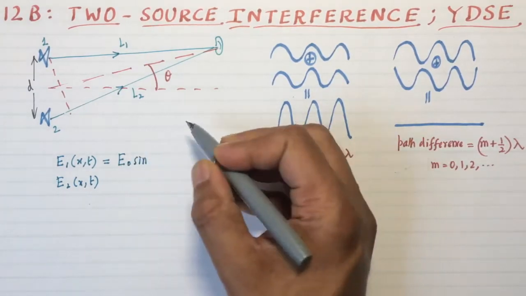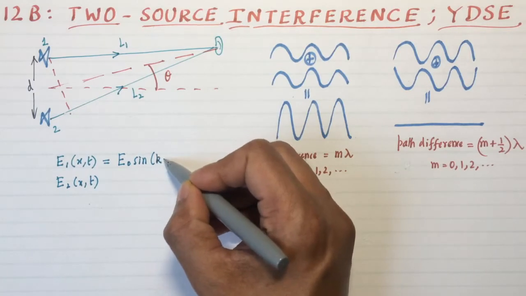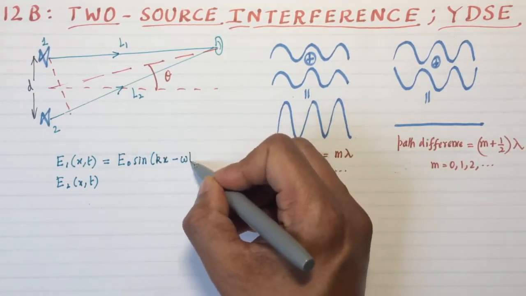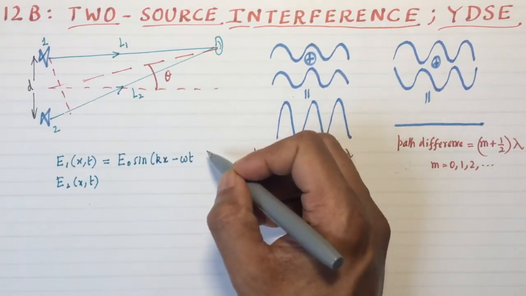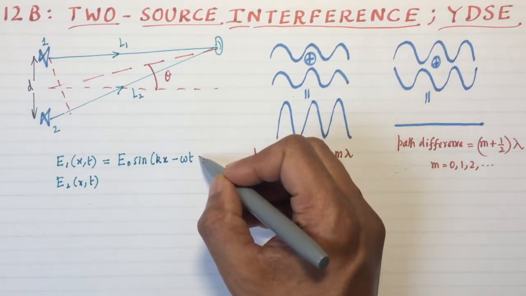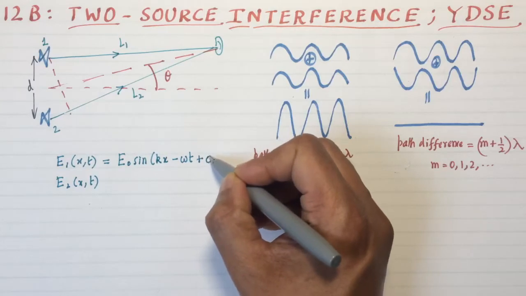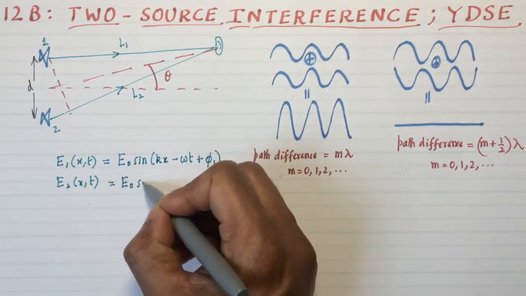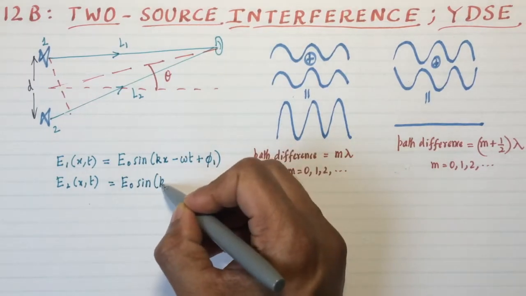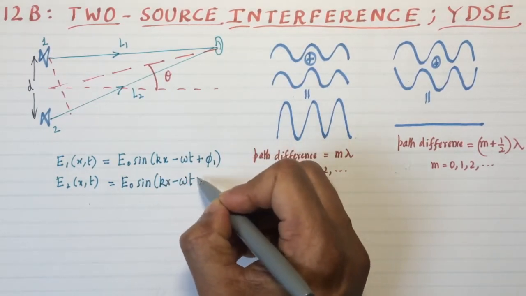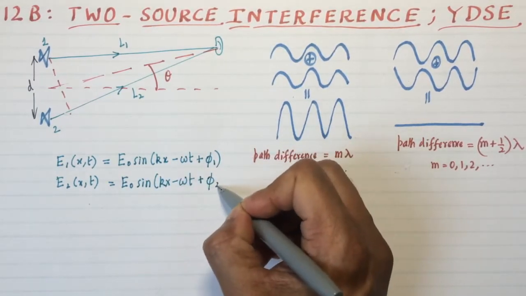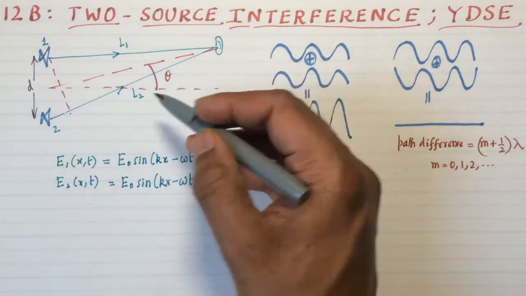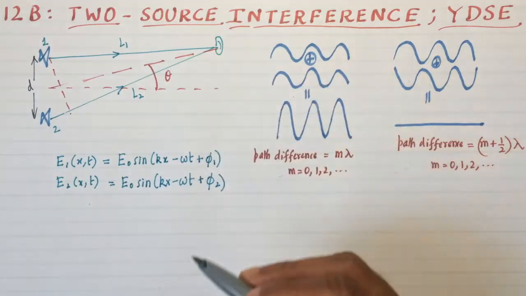sine of kx minus omega t, I'll take minus, with a phase factor which I'll call phi 1, and then this would be something like E naught sine of kx minus omega t plus the phase factor phi 2. Now the only purpose achieved by kx minus omega t is that it tracks where it is and how time moves.